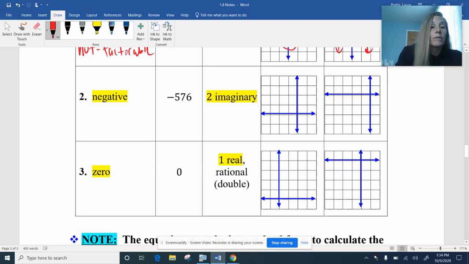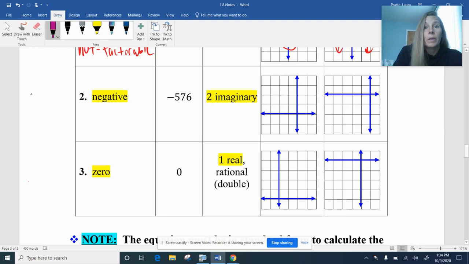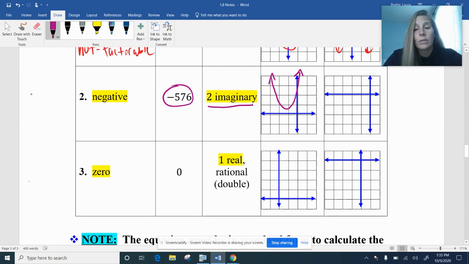Now, as I mentioned previously, if you have a negative number inside your square root, such as negative 576, for example, you're going to get two imaginary solutions. If you attempted to graph it, you would see that your parabola will not actually intersect the x-axis. Once again, this could happen upside down or upside right. Either way, you can still graph the parabola, but you do not have x-intercepts that are viewable on your coordinate plane.